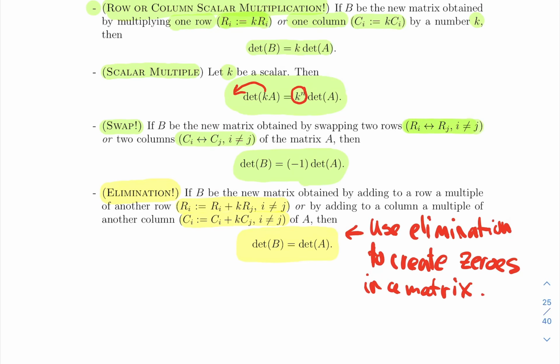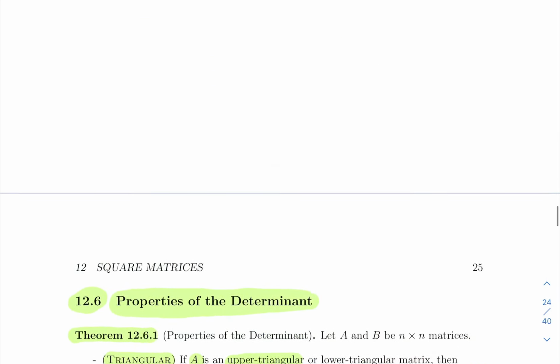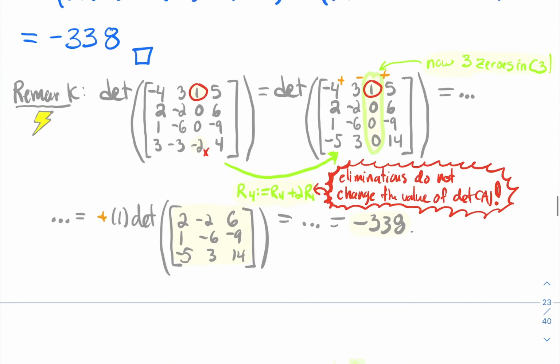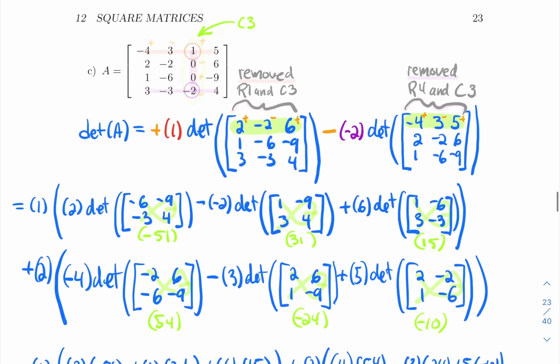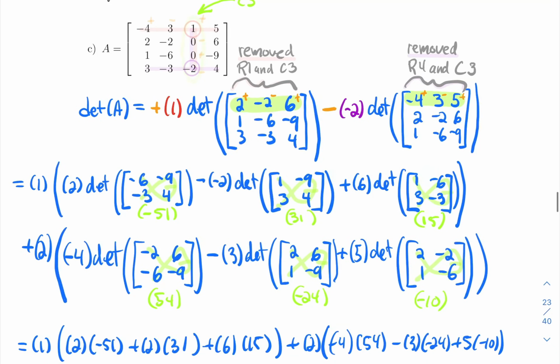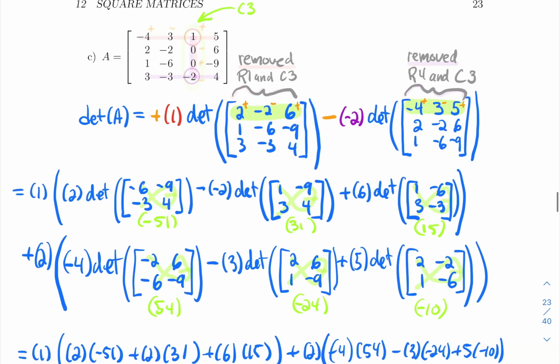And for example, what I've done for you, if we go back to the example on page 23, where we had the matrix, where we chose column 3 to do our expansion, and then at the end we had two determinants of 3 by 3 to compute.